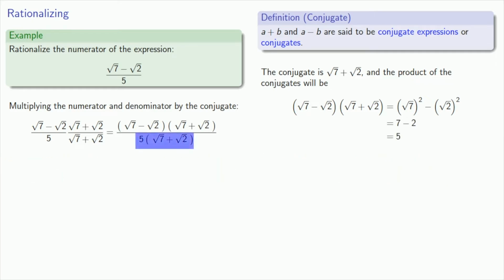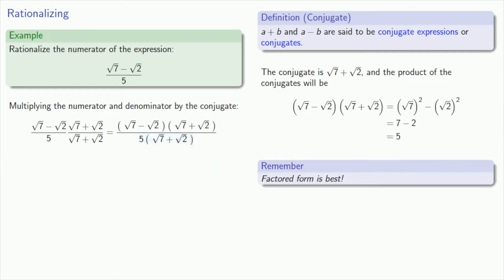In the denominator, well, before we do anything, remember, factored form is best. We had to multiply out the numerator because we didn't want to have any square roots in it. But in the denominator, we're already in factored form. Let's leave it in that form. So we'll leave our denominator as it is. The product of the factors in the numerator is equal to 5, so we'll write that. And now our numerator and denominator have a common factor of 5, so we can remove it. And that gives us our final answer, which has a rational numerator.